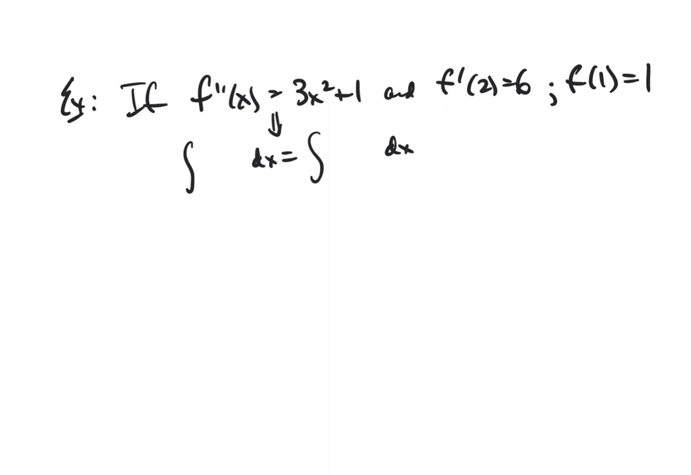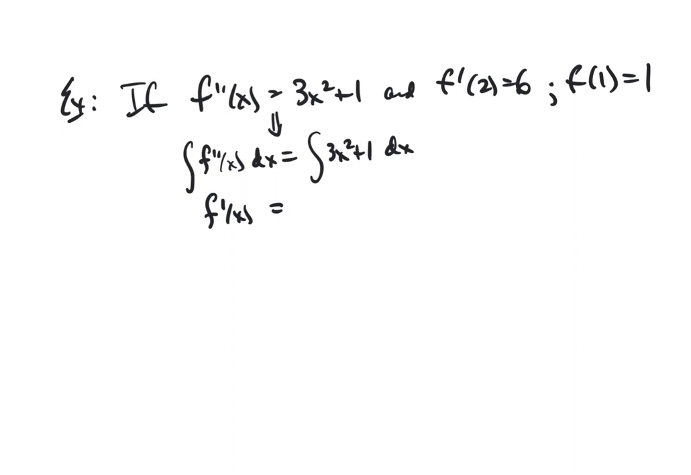So we're going to integrate with respect to x. That's saying we're doing everything in terms of x. So on the left side, we'll integrate f double prime of x, and on the right side, we'll integrate 3x squared plus 1. Now it doesn't make quite as much sense here, so it's a little bit tougher. But when we integrate a second derivative, what we get out is a first derivative.